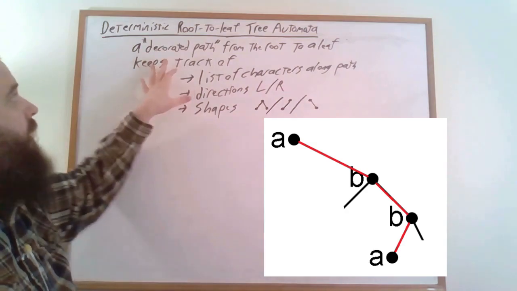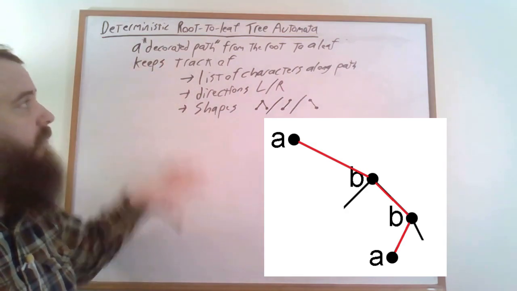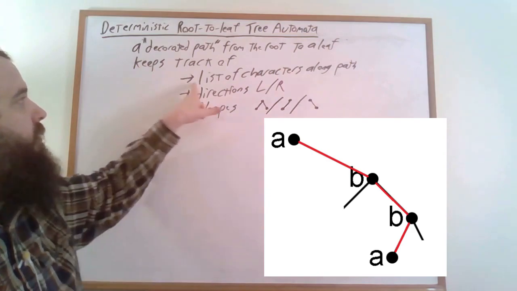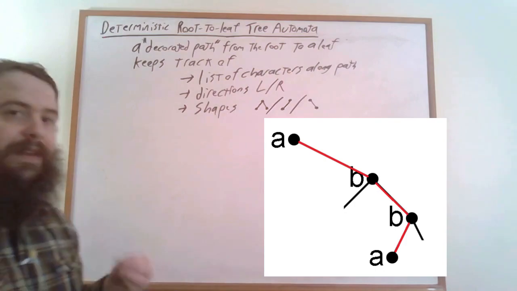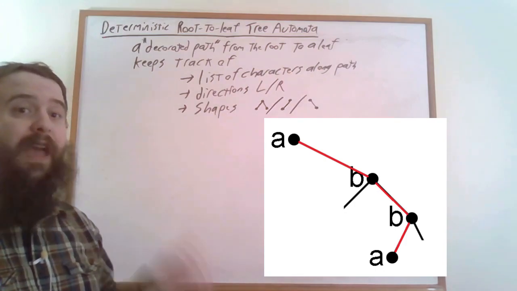Again, knowing the decorated path is enough to determine the state at a particular leaf, and of course it's going to contain information about the character at that leaf, so it's going to tell us whether that leaf winds up in F or not.